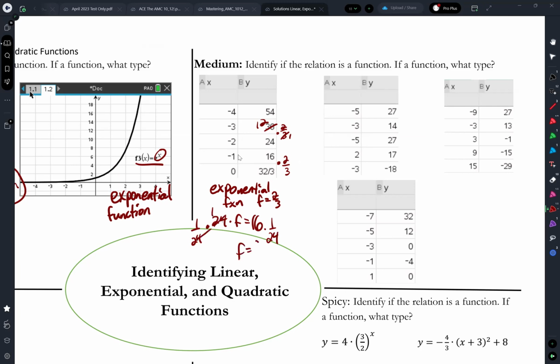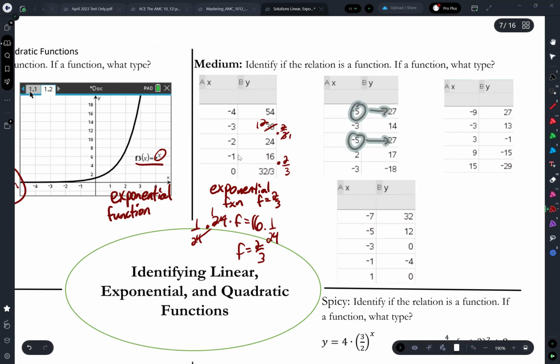And so it does come out to be 2/3, right? So same strategy as before. As soon as I look at the number, for the second one here, I was thinking not a function, but I just noticed that -5 is mapping to 27 twice. Okay. So it's still not a function, but it's not because of the -5.